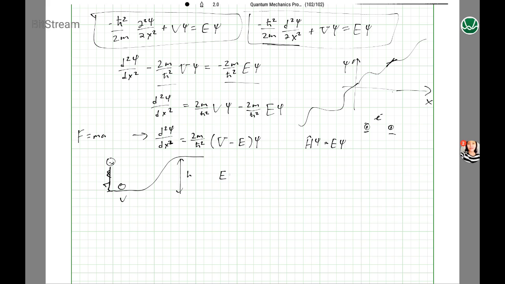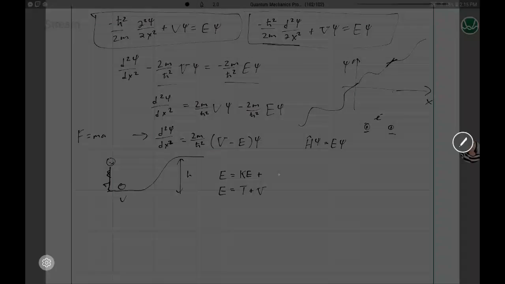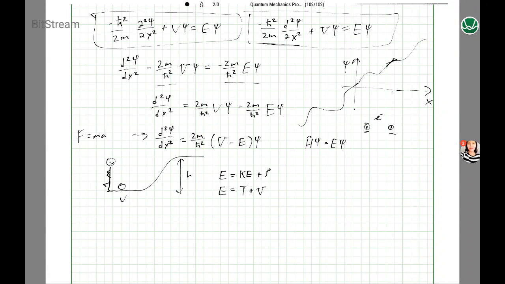Now the total energy of my system is going to be kinetic energy plus potential energy. Typically, just so you know, kinetic energy is written as a T and potential energy is a V. So we have kinetic energy and potential energy. You probably saw them written like this if you took high school physics.